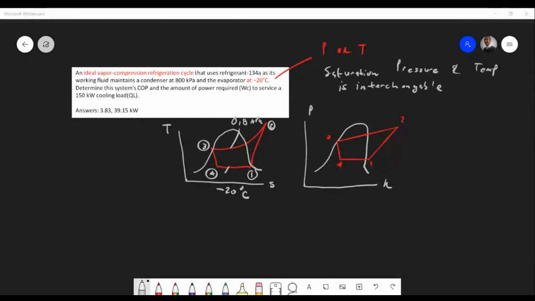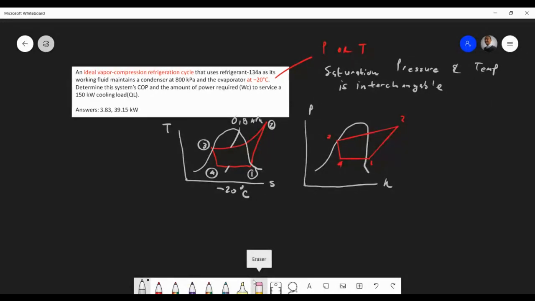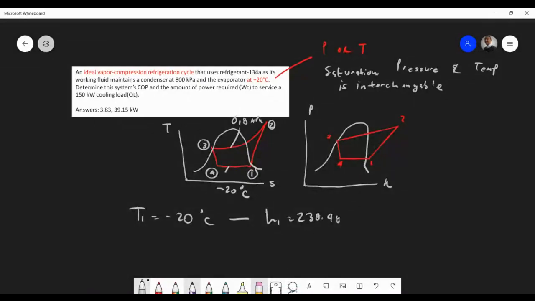So if I look at minus 20, my hf hg is 238.48. So this is at T1 at minus 20 degrees and my h1 is 238.48. Did I say that correctly? 238.43, sorry. We all get that, guys. It's important for you to understand how to get the values from the table.